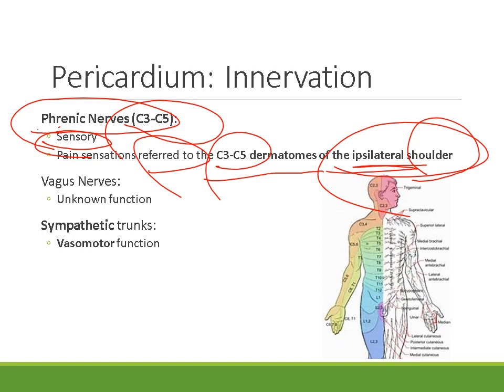The vagus nerves also innervate the pericardium, but we're not really sure what it does. And then the sympathetic trunks have efferent fibers going to the pericardium, and they have vasomotor function. So they control blood flow to the pericardium. They can cause vasoconstriction of the vessels going to the pericardium.